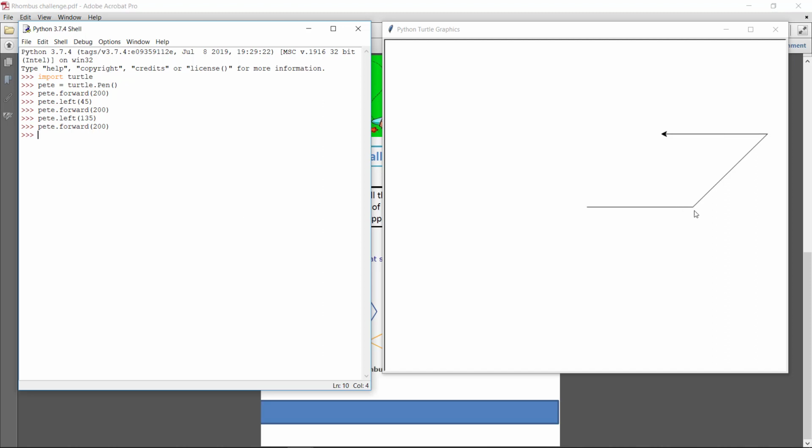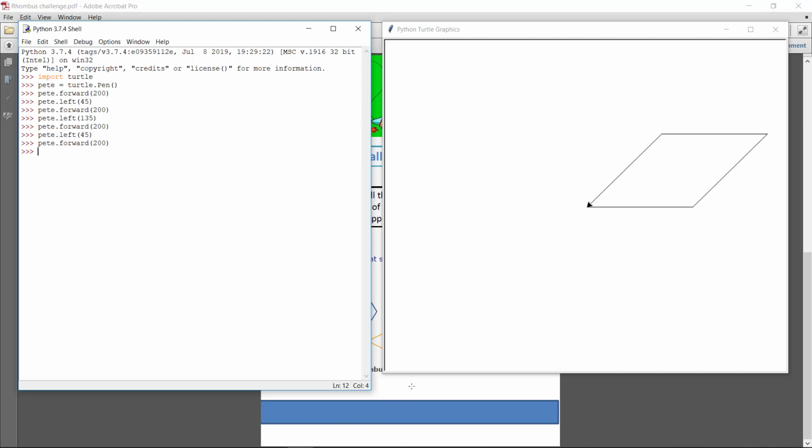Okay, and now we need him to turn the same as he did with the opposite sides over here. So we can go and have a look at what we did, and we said that Pete needed to turn left 45 degrees for that. So we can just go and do that again. Like so. And then we draw in our last side. Like that. And there is a perfect example of a rhombus.